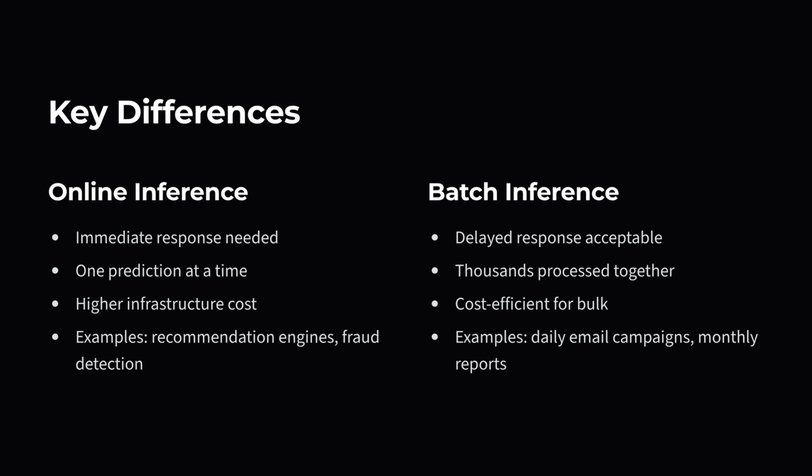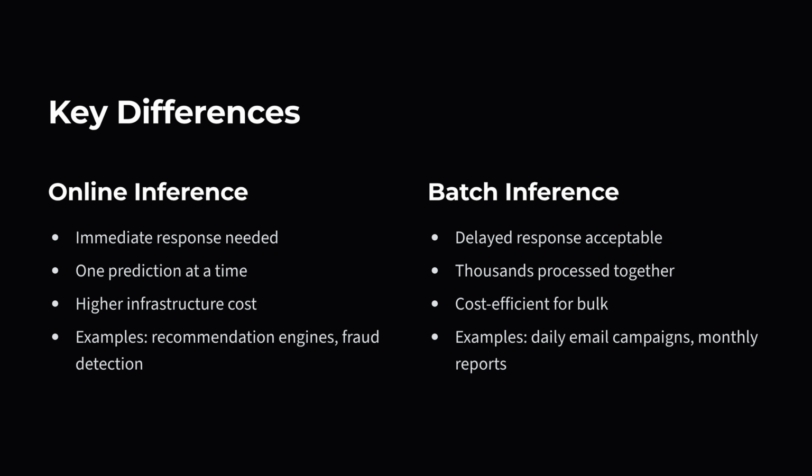Key differences. The core difference is urgency. Online inference handles one request at a time with immediate feedback, like answering a live phone call. Batch handles thousands at once with delayed feedback, like checking messages in the evening. Online trades cost for responsiveness, while batch trades speed for efficiency.